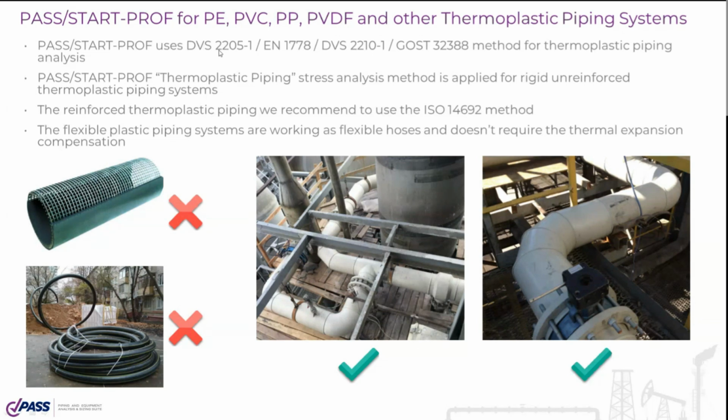This DVS code which we use in StarProf software doesn't cover the reinforced thermoplastic piping, but we have experience analyzing such systems using the ISO code for fiberglass piping systems. But developers and manufacturers of such piping should perform tests and provide all the required information for analyzing it using the ISO code for fiberglass piping systems. So now we will talk about the rigid thermoplastic piping systems.